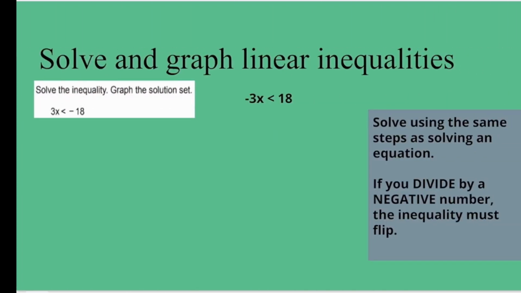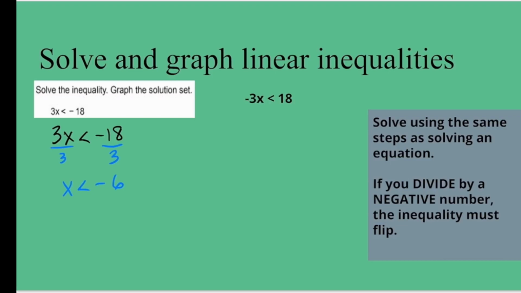So if we look at another example, solve the inequality and graph it. This is 3 times x is less than negative 18. The opposite of multiplying by 3 is dividing by 3, so that's what we're going to do. x is less than negative 6.